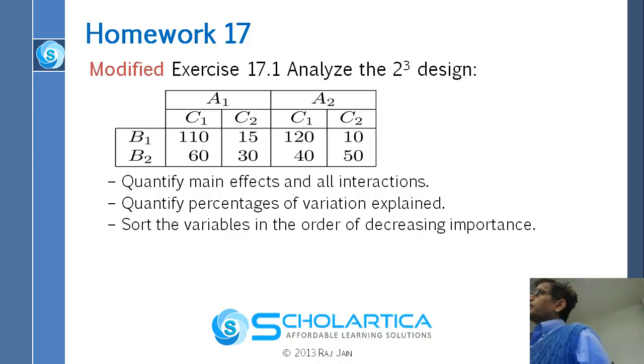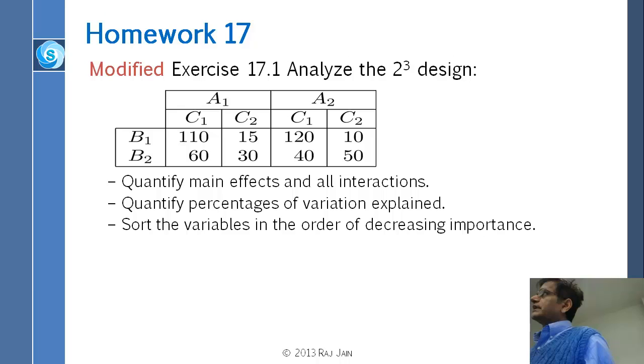and then get the main effects, interactions, percentages of the variation explained, and sort the variables in the order of decreasing importance. And I am using the word importance very carefully. Importance is not the same as significance. Significance has to do with whether this is significant at 90% or 95%, or whether it is zero otherwise. That is a statistical term. Here we are using importance. In the real world, nobody cares if it is 5%. In most cases, we worry about biggest things first.